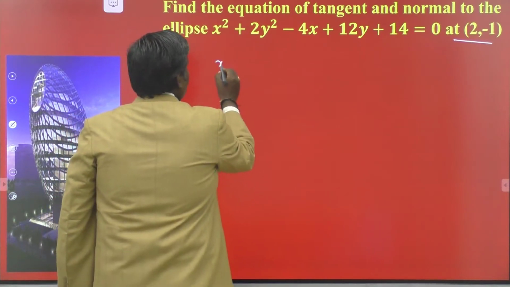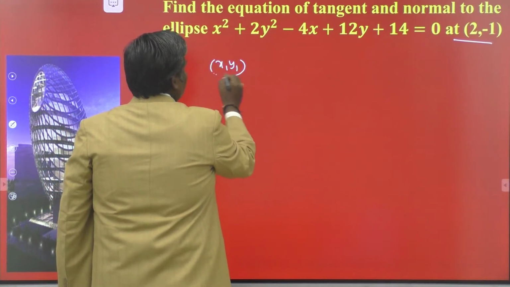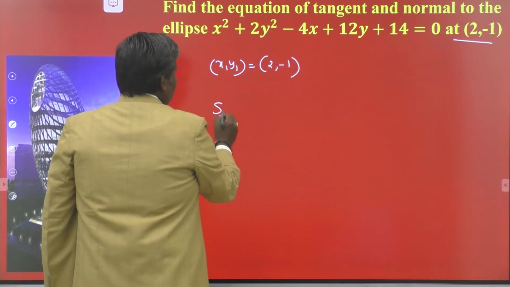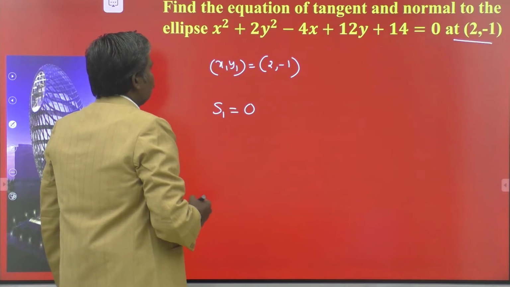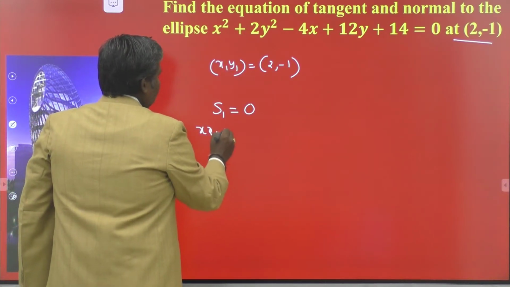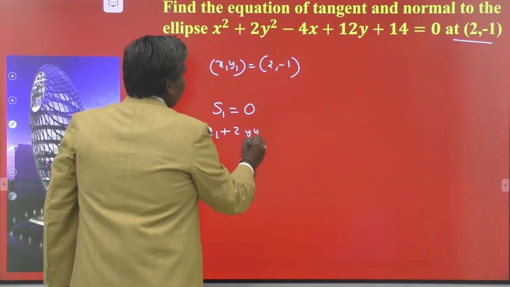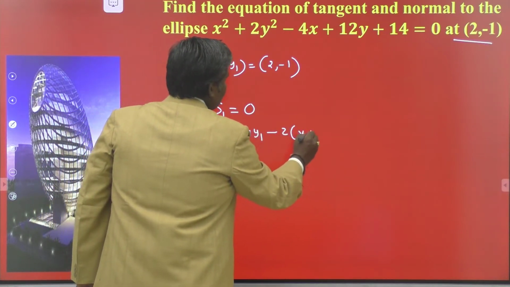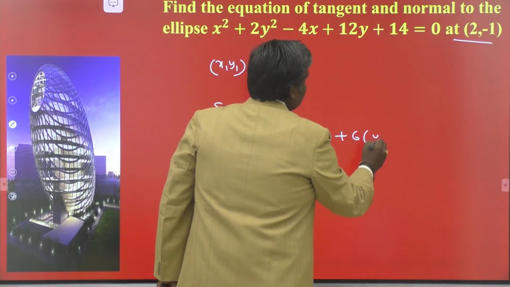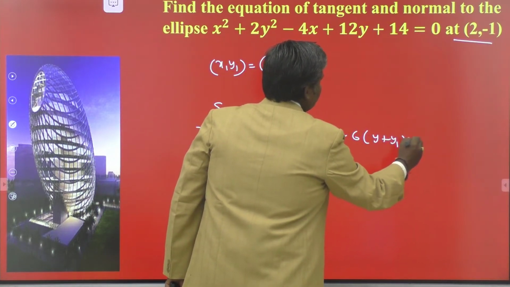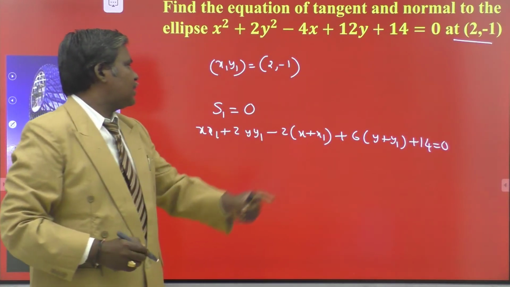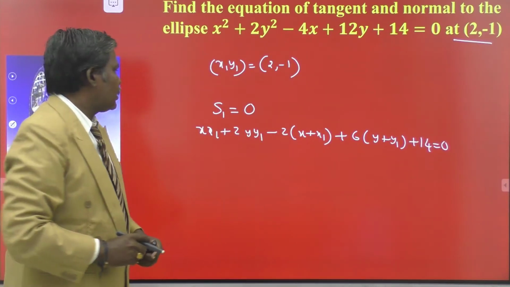So suppose the given point is (x1, y1), that is equal to (2, minus 1). Equation of tangent is what? S1 equal to 0. What is S1 for that? xx1 plus 2 times yy1 minus 2 times (x plus x1) plus 6 times (y plus y1) plus 14 is equal to 0. This is the tangent at (x1, y1) to the ellipse.